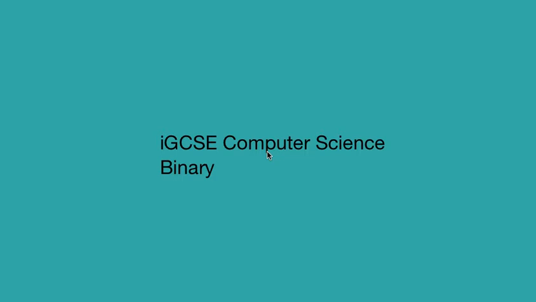Okay, we're going to consider binary numbers for computer science. So, computers process all data as binary. Binary is a number system which deals in only ones and zeros. We call it a base 2 number system.